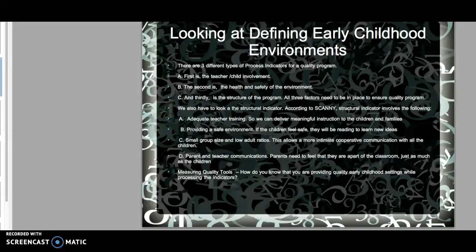We also have to look at the structural indicators, which are adequate teacher training, providing a safe environment, keeping ratios small, parent and teacher communications, involving the parents. They need to be involved. There is also measuring quality tools, so we need to know how we're providing the quality.